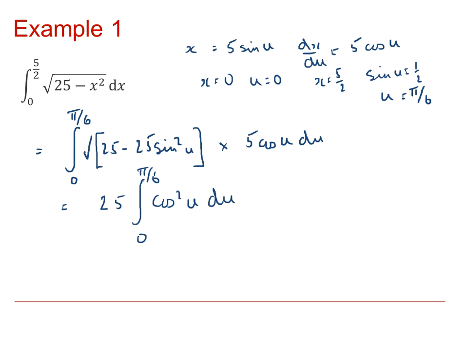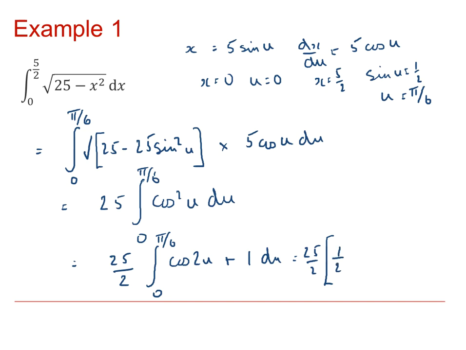We need to use the identity for cos squared. So cos squared is a half of cos 2u plus 1, so we can substitute for that. The half comes outside the integral, and then inside we've got cos 2u plus 1 du, and still our limits 0 to pi by 6. This gives 25 over 2, and when we've integrated, cos 2u integrates to 1/2 sine 2u, and 1 of course integrates to u, evaluated between 0 and pi by 6.